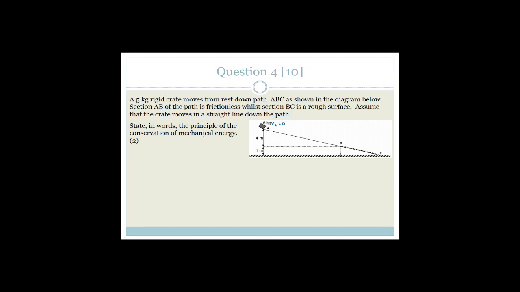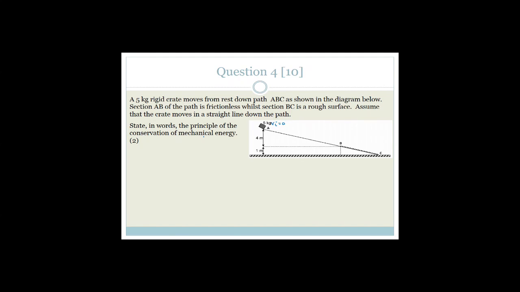Okay, so let's have a look at this. What is the definition of the principle of conservation of mechanical energy? It says the total mechanical energy in an isolated system remains constant. Okay, and what is an isolated system? It means that there is no external force or no non-conservative force. So what does it say again? It says the total mechanical energy of an isolated system remains constant. Okay, so that is what we're saying.